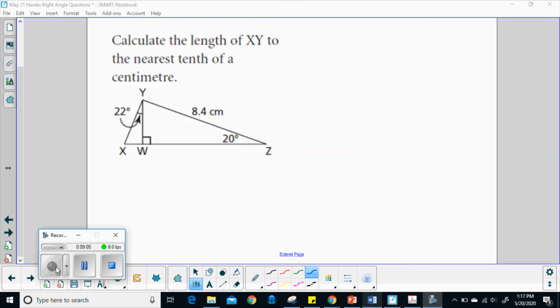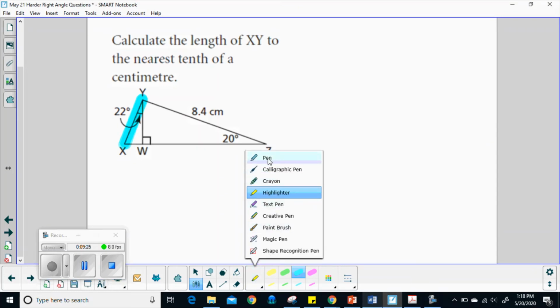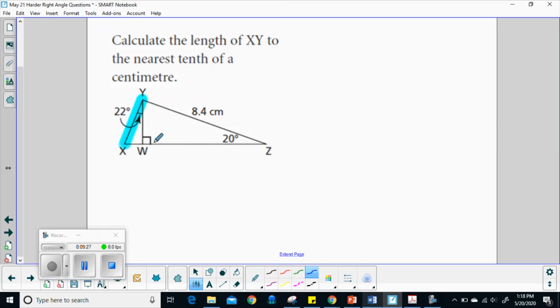Okay, let's look at this one. So here I've got two triangles to consider. I want to figure out the length of XY. So XY would go from X to Y. So I want to figure out that side from X to Y. To do that, we've got to figure out, what do we know? Let's see. I've got a small triangle here. That'll be a right angle triangle as well, and this angle inside is 22 degrees. Okay, and there's the length I definitely want to figure out.